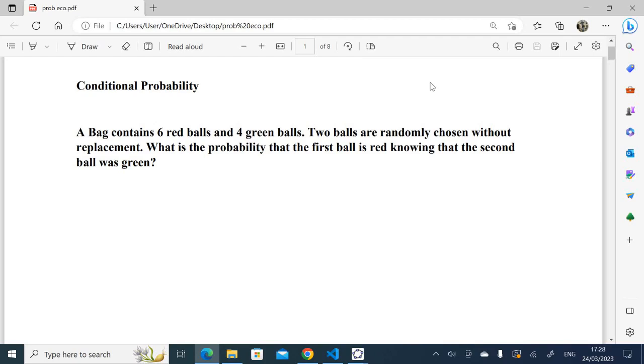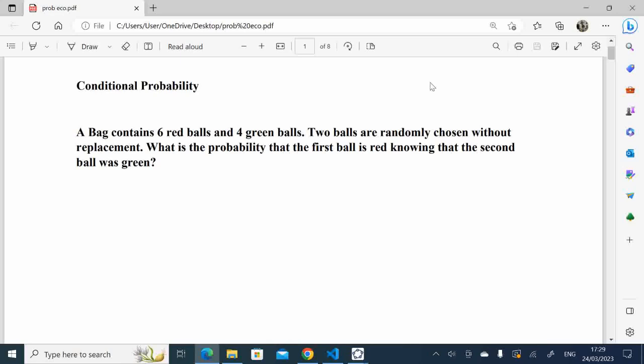Hello. In this video today we are going to solve this conditional probability question. A bag contains 6 red balls and 4 green balls. 2 balls are randomly chosen without replacement. It means we are choosing these balls successively without replacement, although they didn't say successively. So we should notice here that the balls are selected successively without replacement. What is the probability that the first ball is red knowing that the second ball was green?